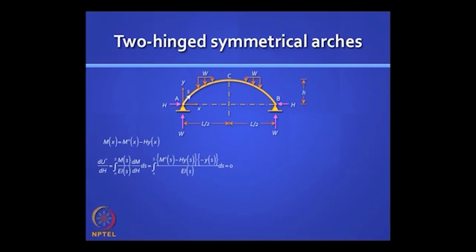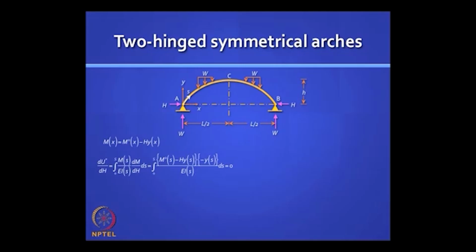Do you agree that, capital H, now you have to integrate? There is no beam and column here, there is just one curved length. Let us say that parameter is small s, and the full length is capital S. So do you agree this is the expression for du star by dh? There is only one redundant H. And since Mx, the bending moment at any section, is M naught x minus Hy, where y is the rise in the arch at any location, if you take the derivative of this you get y, right. So do you agree that this reduces to this?